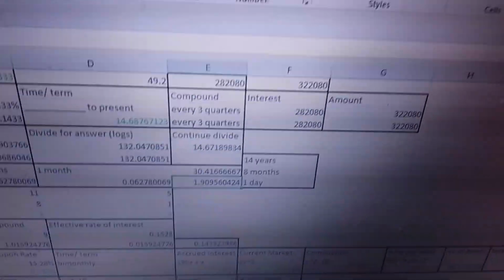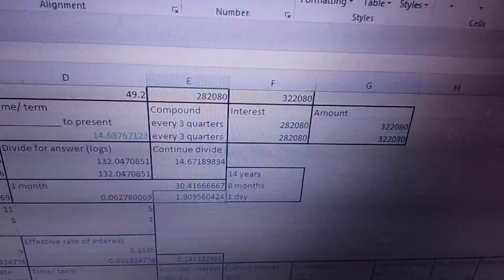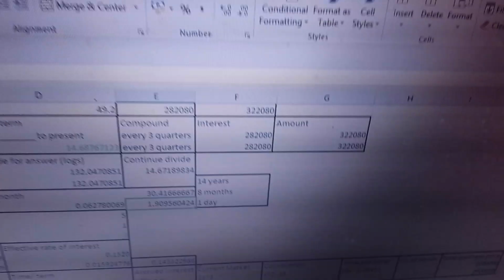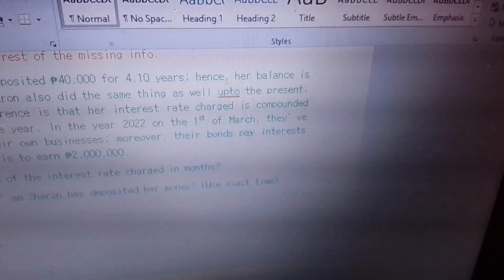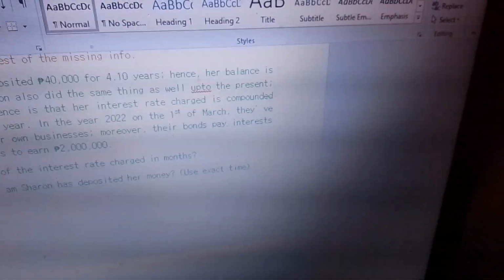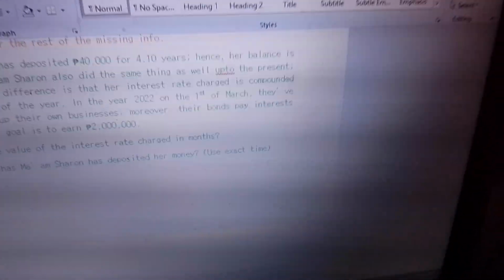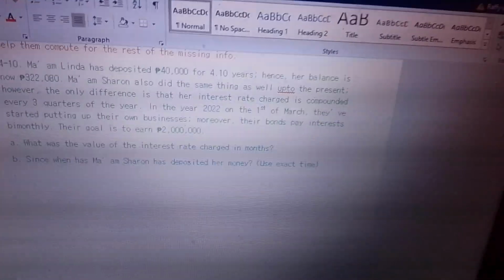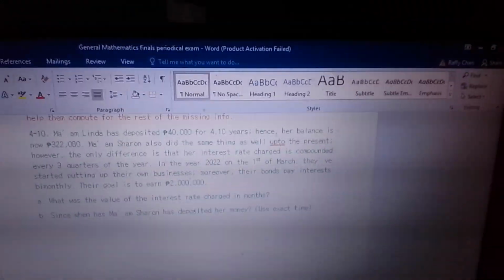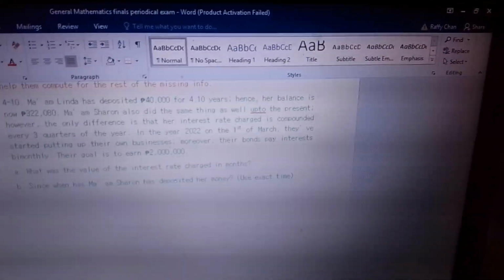Remember, 1 month is worth 30 days. But, sir, why are our days 30.416667? That's because I said here in Word that I want it in exact time. So, use exact time. You know, for ordinary interest, 1 month is worth 30 days. But because we are now using exact time, we would need 31 days, and of course, not all months consist of 31 days. Only 7 of them.